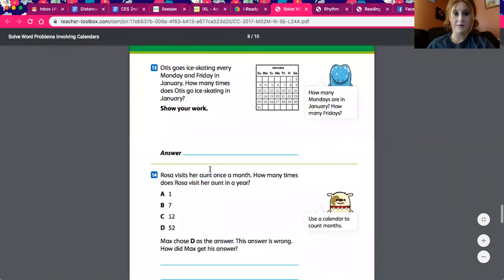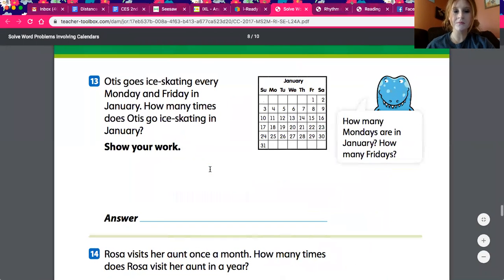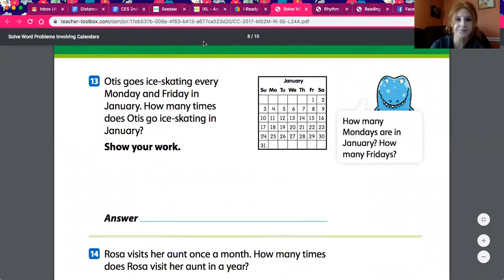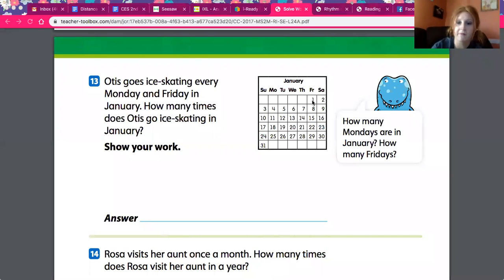Let's look at this page. Otis goes ice skating every Monday and Friday in January. How many times does Otis go ice skating in January? Every Monday and every Friday, we're going to put a star, okay?